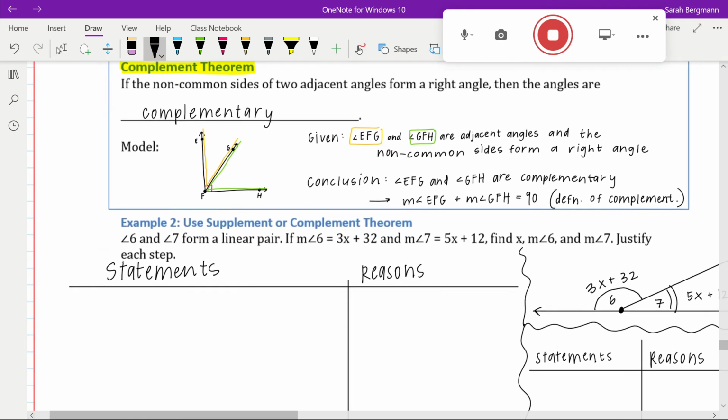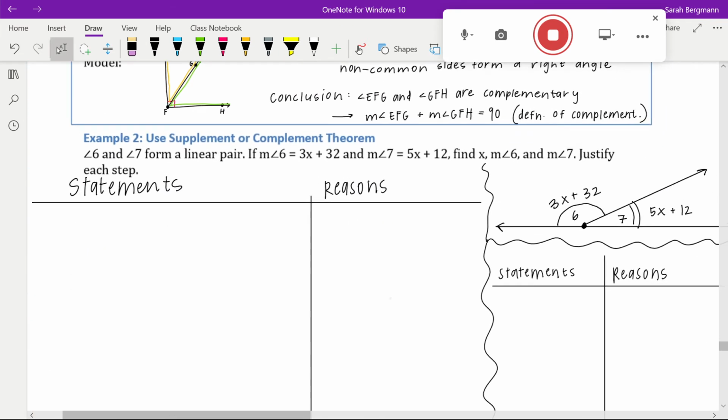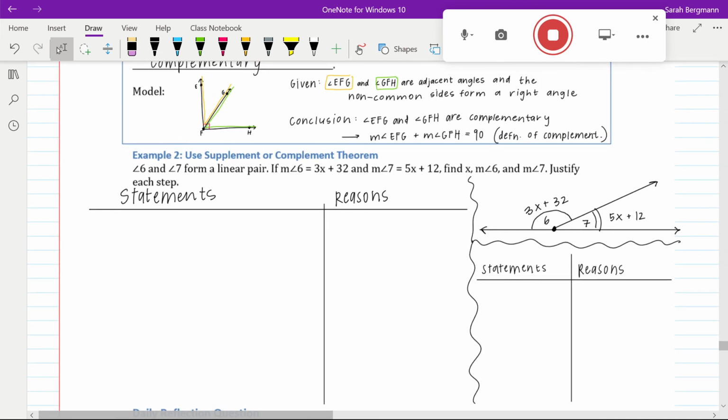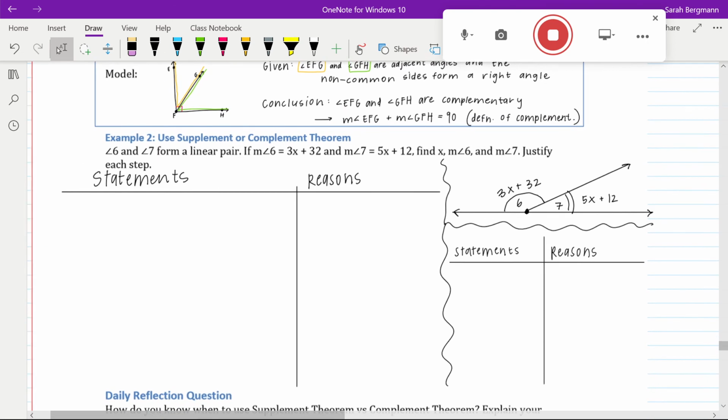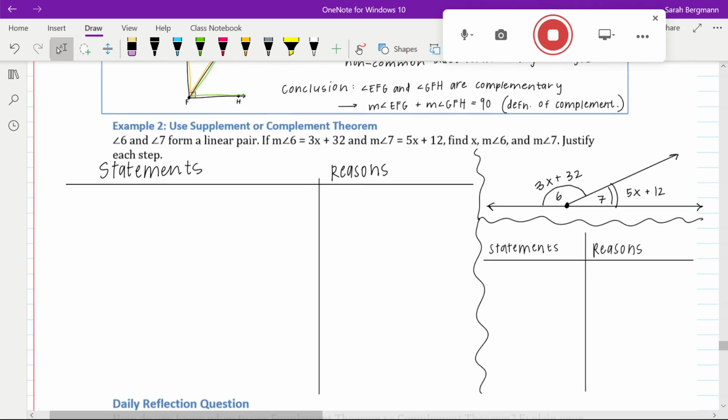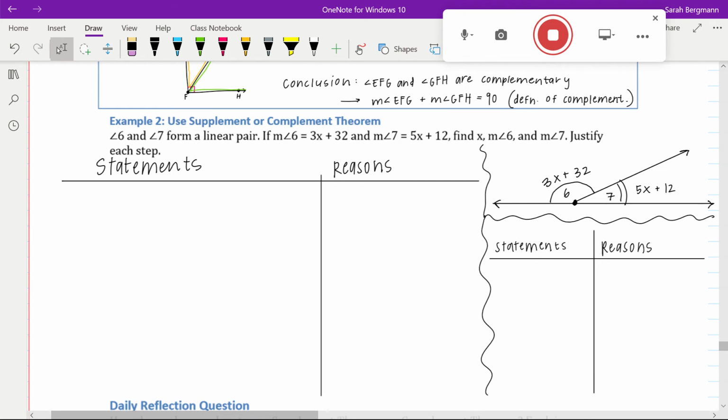Let's use this in an example. It says angle 6 and angle 7 form a linear pair. If the measure of angle 6 equals 3x plus 32 and the measure of angle 7 equals 5x plus 12, find x, the measure of angle 6, and the measure of angle 7. Justify each step. I went ahead and drew a picture here for us to look at.